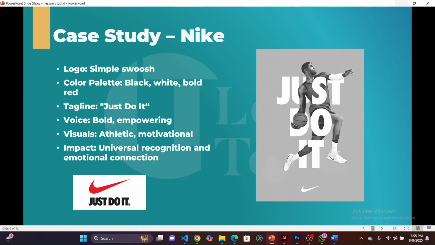And the impacts have universal connection, and this is what they use to create an emotional connection with their audience and to have a universal connection. So they can always be represented in this bold and empowering way. And whenever you see this swoosh sign, you know, okay, this is Nike. Whenever you see this "Just Do It," you know, this is Nike.